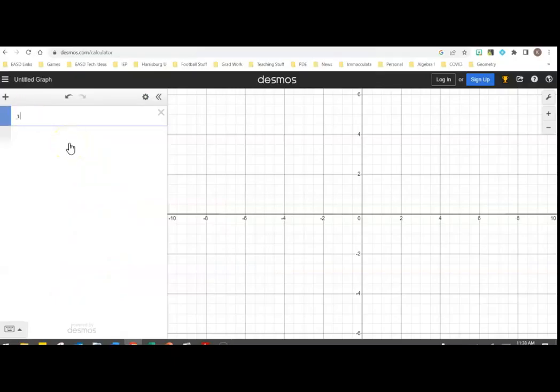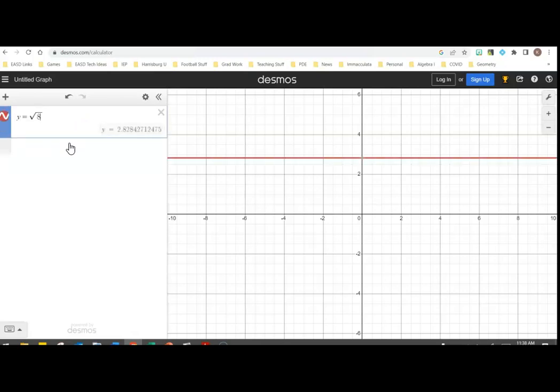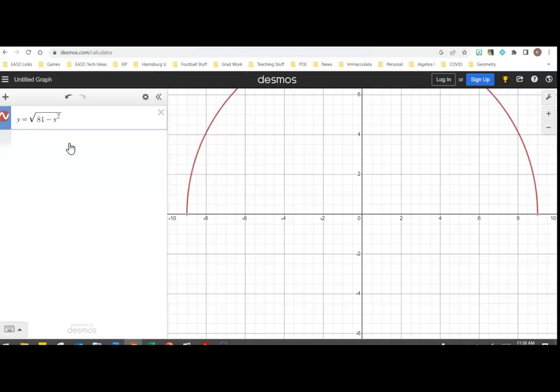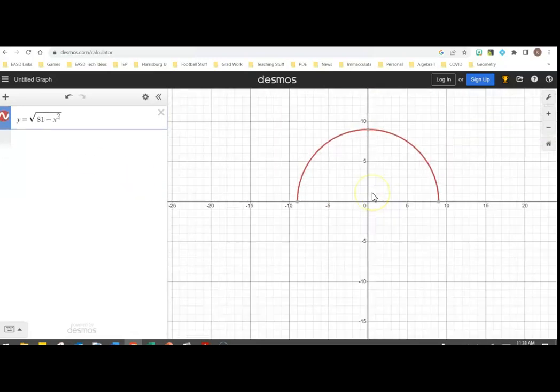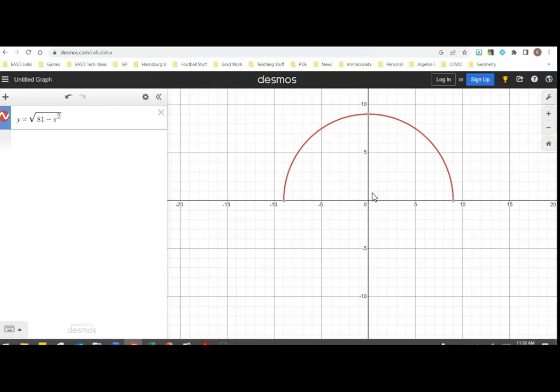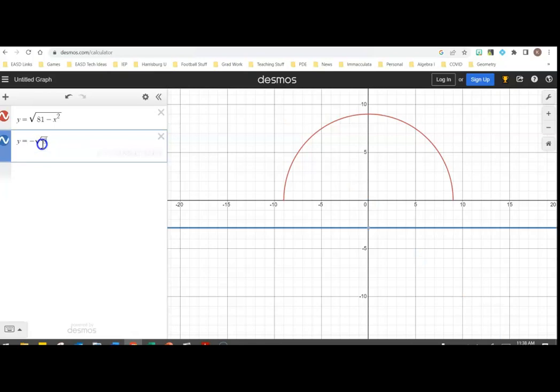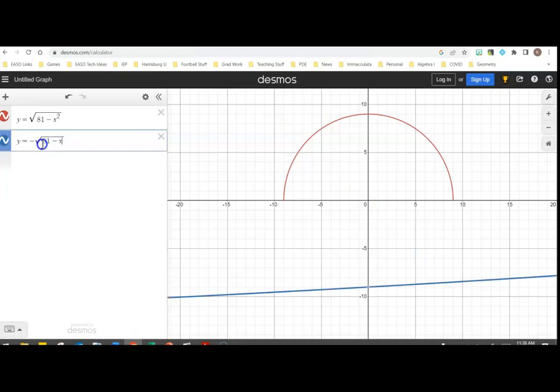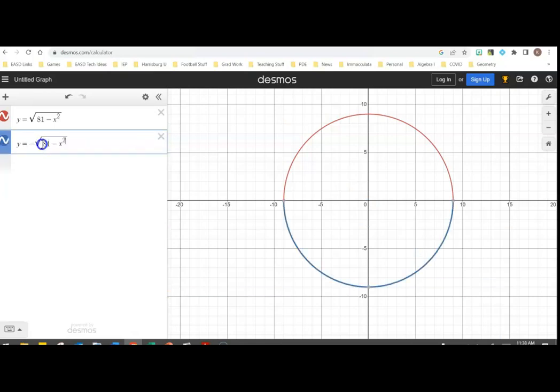So I'm going to type in y equals the square root of 81 minus x squared. And if I look here, this one is clearly the top half of the circle. Now if I type in the negative version, what I would expect to see is the lower half of the circle, which is that one. And if I look at them both together, I get the entire circle.